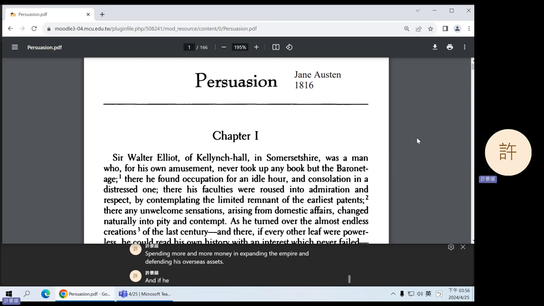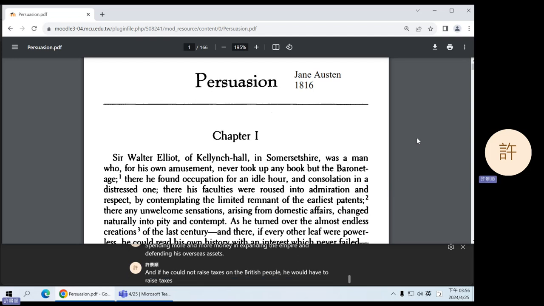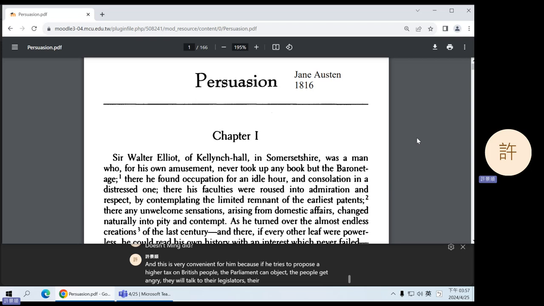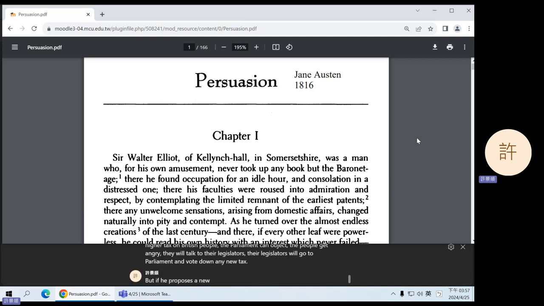And if he could not raise taxes on the British people, he would have to raise taxes on the colonies. And this is very convenient for him, because if he tries to propose a higher tax on British people, the parliament can object. The people get angry, they will talk to their legislators, who will go to parliament and vote down any new tax. But if he proposes a new or higher tax on the colonies, they do not have representatives. When the colonists are angry and want to object, there's no way for them to express their objections.